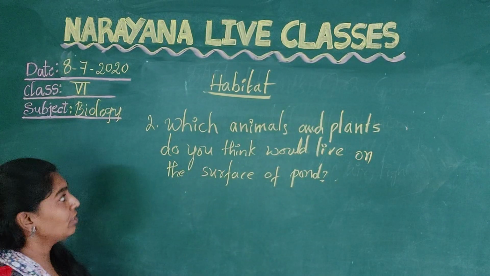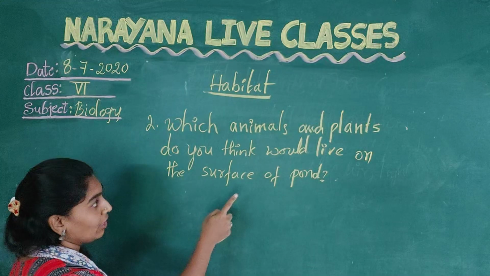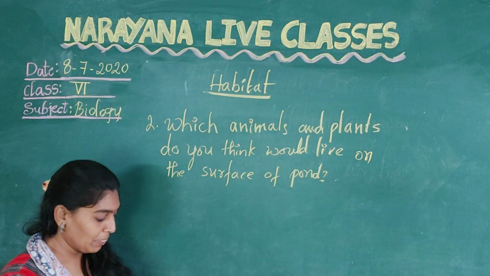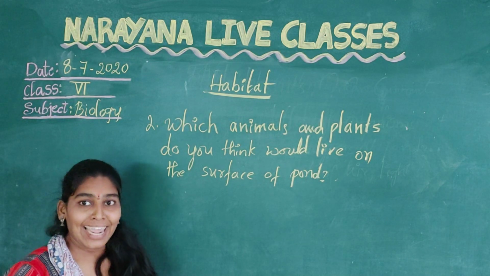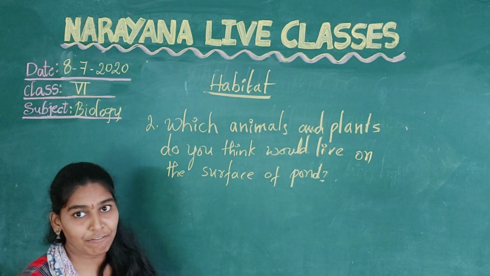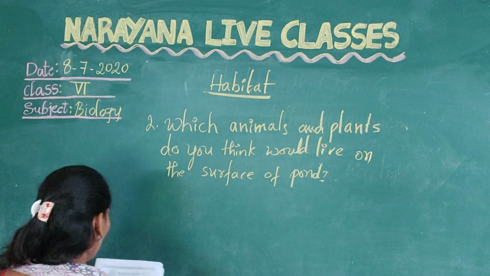So, what is the question? Which animals and plants do you think would live on the surface of the pond? Here we find many organisms: snail, whirling beetle, and larvae of mayfly and dragonfly can be seen on the surface of the pond. What are the organisms?